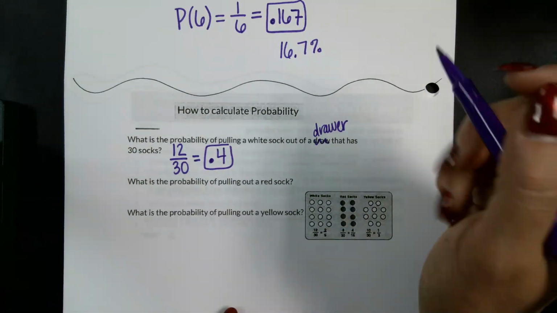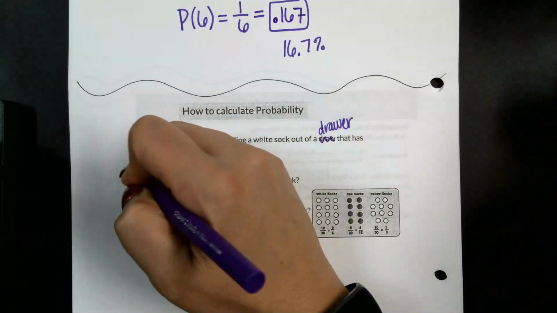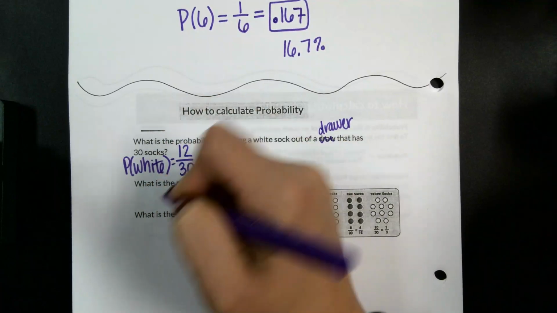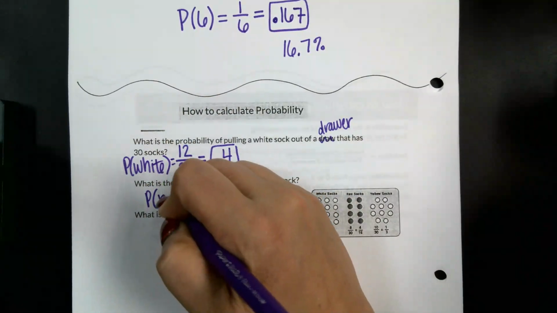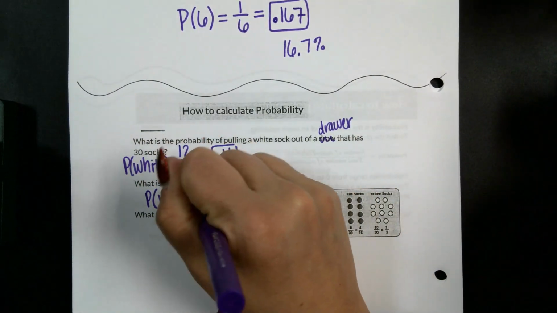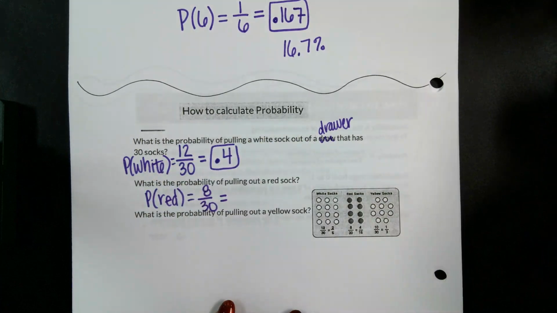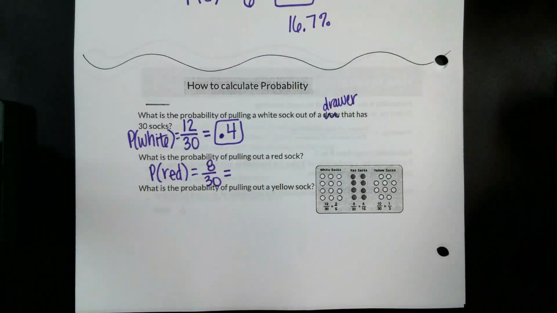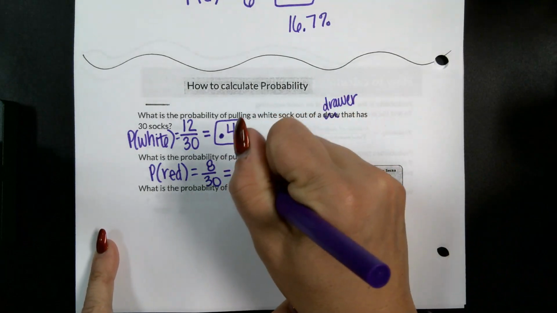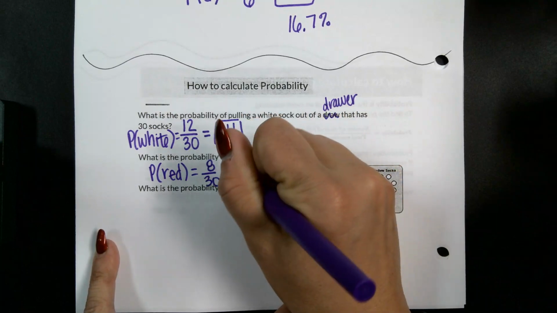What is the probability of pulling out a red sock? Sorry, I'm writing this down because we really should be writing that. The probability of pulling a red sock, you guys said 8 out of 30? So we start with 8 out of 30, type it into your calculator. So is 0.26 repeating? Is that right? So 0.267. Good.